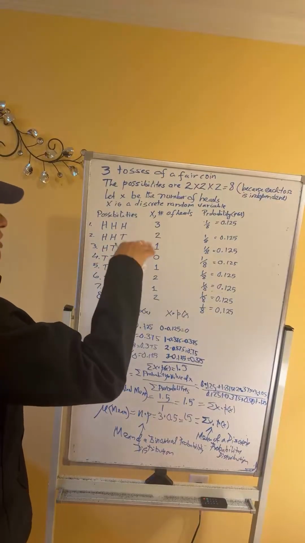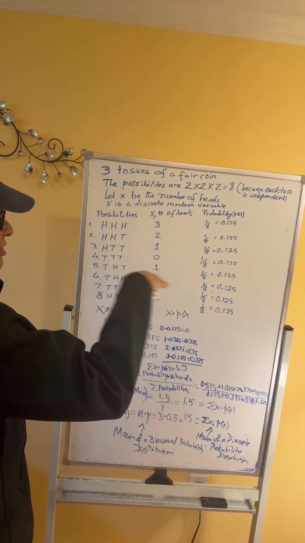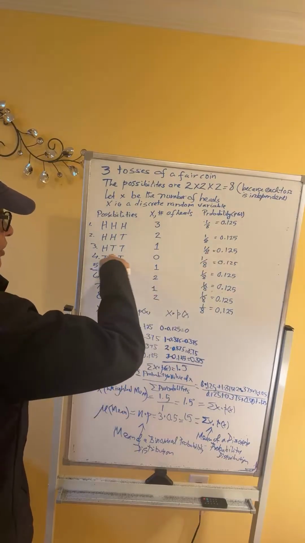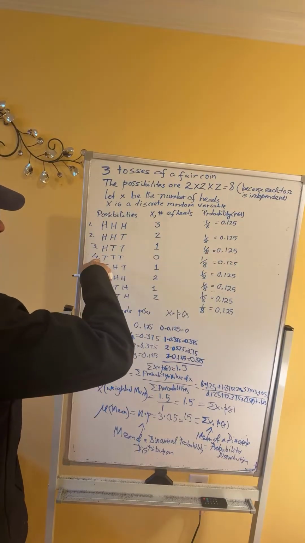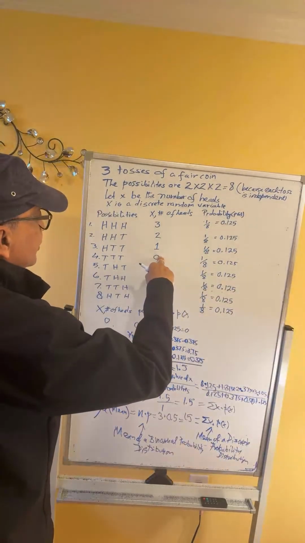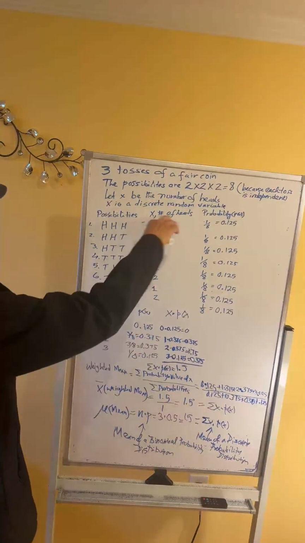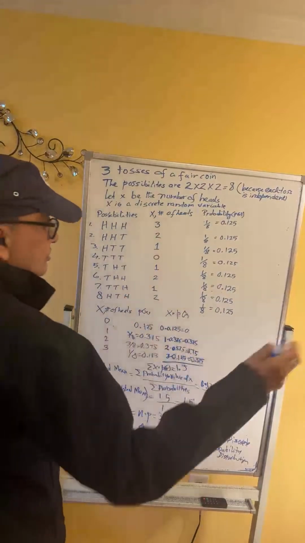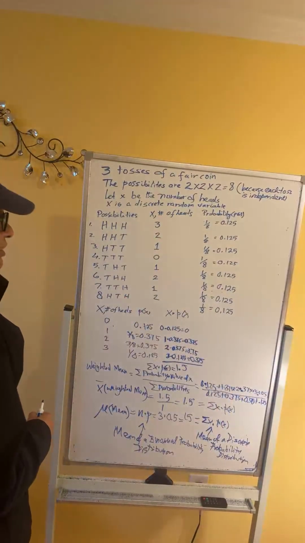The third one is where the first one is head, the remaining two tail face up. So the number of heads is 1. The fourth one is all tails. The number of heads is 0 in this case. Because x is the number of heads, this is the discrete random variable we are interested in.